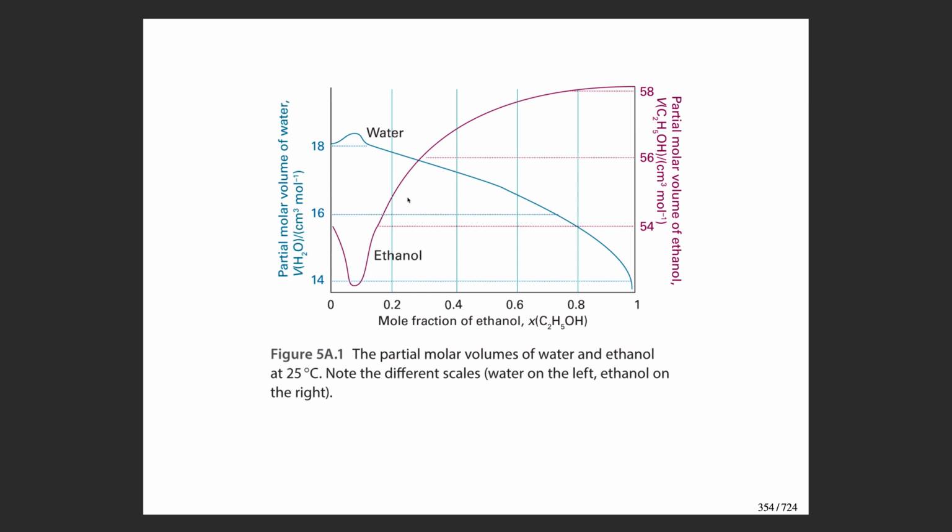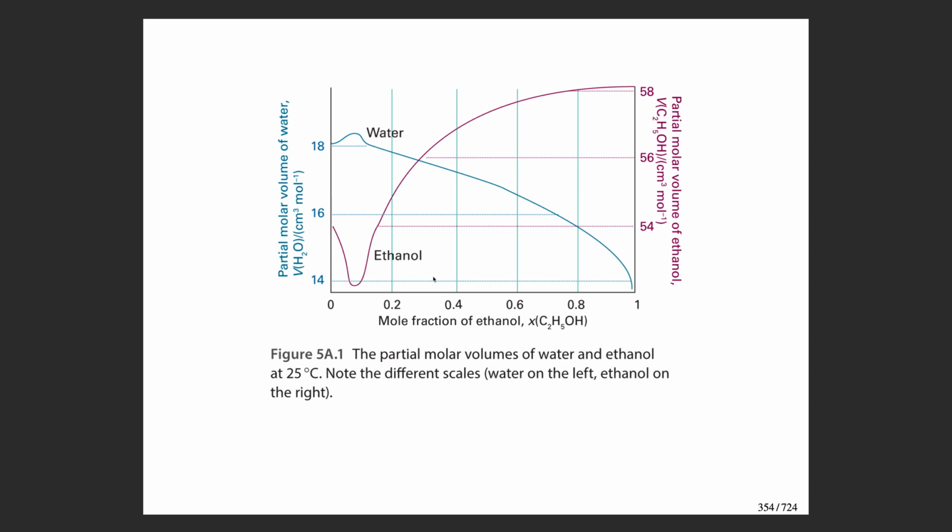This red curve here is the partial molar volume of ethanol in water. And notice that the scales on the two sides of the graph are different. The right-hand side of the graphic corresponds to the ethanol curve, and the left-hand side corresponds to the water curve. So when you've got pure ethanol, the molar volume of ethanol is a little bit larger than 58 milliliters per mole. When you've got pure water, the molar volume of water is about 18 milliliters per mole.